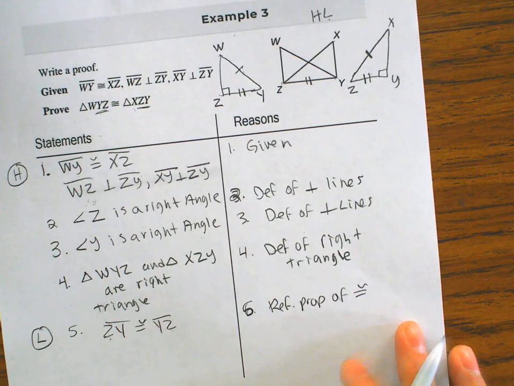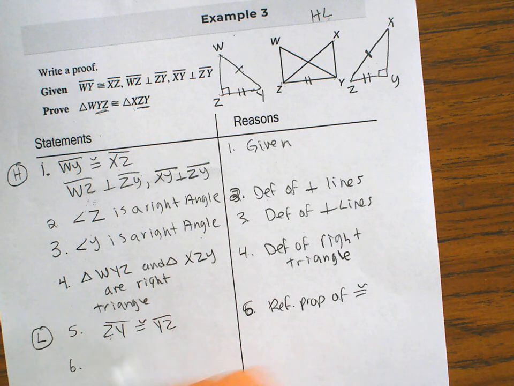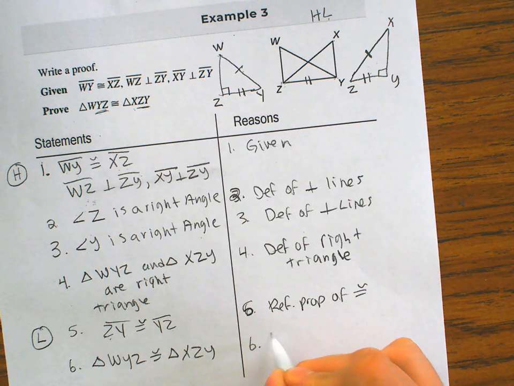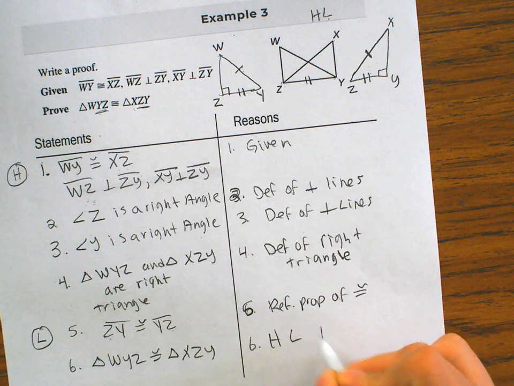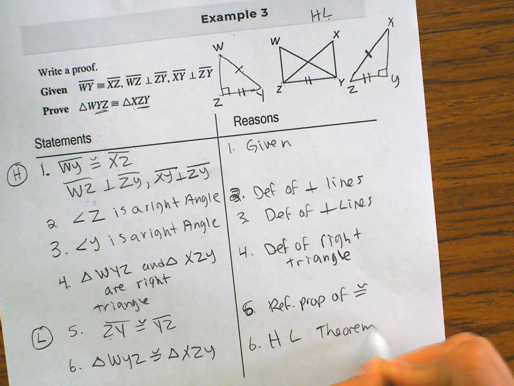Now, with this information, I can state that triangle WYZ is going to be congruent to triangle XZY by the hypotenuse leg theorem.